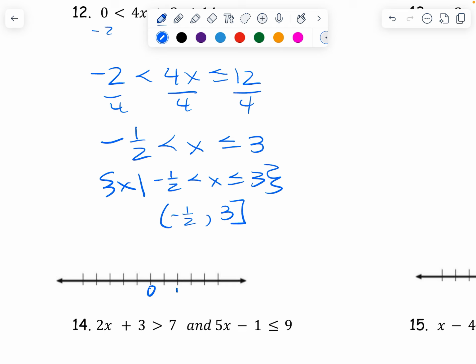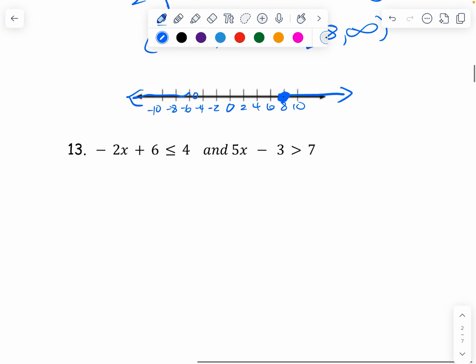So 0, 1, nope. 0, 1, 2, 3, negative 1. So this would be negative 1/2. This is 3. So it's the stuff in between.